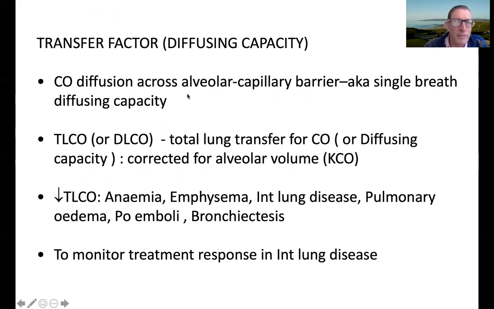This you do need to know about. This is diffusing capacity or transfer factor, call it what you will, the two are interchangeable. And this measures the diffusion of carbon monoxide across the alveolar capillary or alveolar arteriolar barrier, sometimes known as single breath diffusion capacity or total lung carbon monoxide or diffusion lung capacity for carbon monoxide. So TLCO and DLCO are interchangeable, but it's actually measuring the total lung transfer for carbon monoxide, the diffusing capacity, and you can measure the total, or you can correct that for alveolar volume, which is called the KCO or corrected.